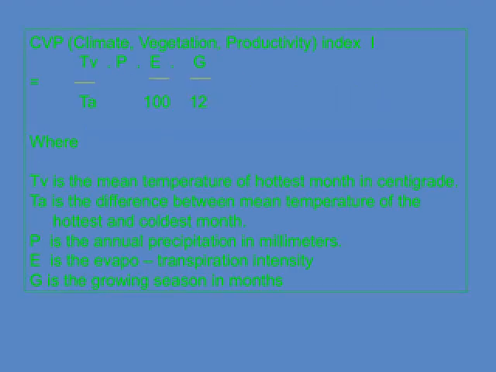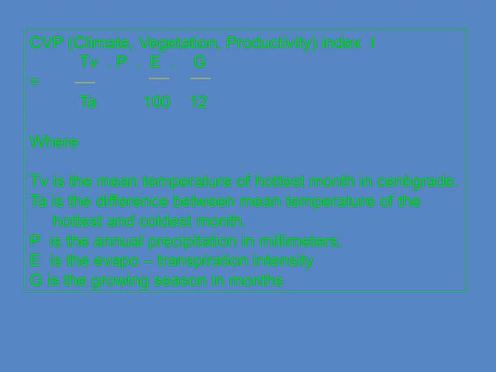Let's take a closer look at the CVP index, which stands for Climate, Vegetation, Productivity. This index, labeled as CVPI, helps us understand the interplay of key environmental factors. The formula shown here, with the variables TV, P, E, and G, is a way to quantify this relationship. First, TV represents the mean temperature of the hottest month in degrees Celsius. It's crucial because high temperatures can influence plant growth and evapotranspiration rates.